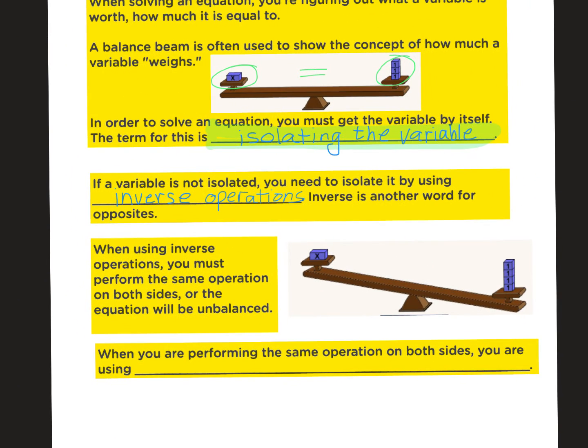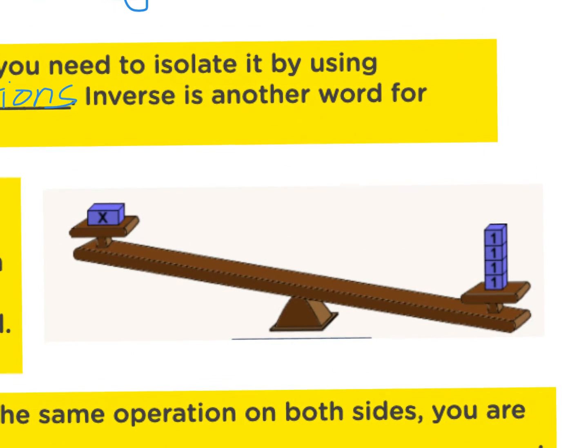So our goal is getting the variable by itself, isolating that variable. How are we going to do that? We're going to walk through an example in a moment. We're going to do it by using inverse operations. And the last rule when you're solving an equation is that if you do an inverse operation to one side of the equal sign, you have to do it to the other side. If you do something to one side but don't do exactly the same to the other side, it's not going to be correct.